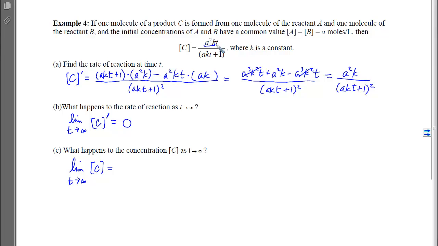If we look at that, we've got a dominant term of A squared K times T on the top, and if I look at the dominant term on the bottom, I get an AKT. Reduce that. The T's cancel, the K's cancel, and one of the A's cancel, and I end up with a limit of A, which kind of makes sense because I started with A and B that both had concentrations of A, and I use every mole of this and every mole of this to make the same number of moles of C. So that concentration of C is going to be the same. I'm going to have the same number of moles of C as I had initial moles of A and B.